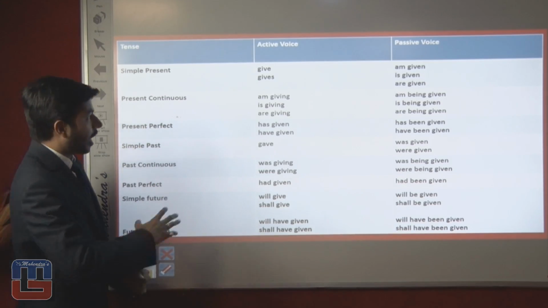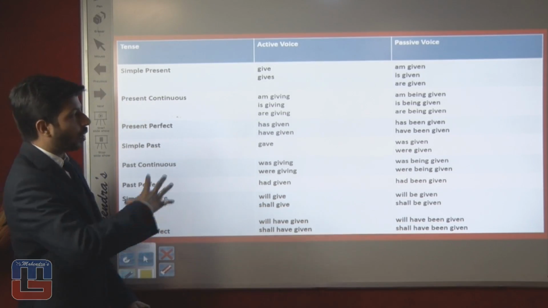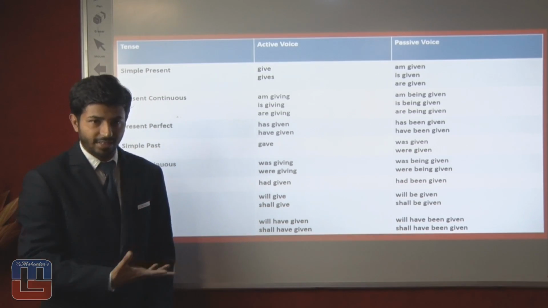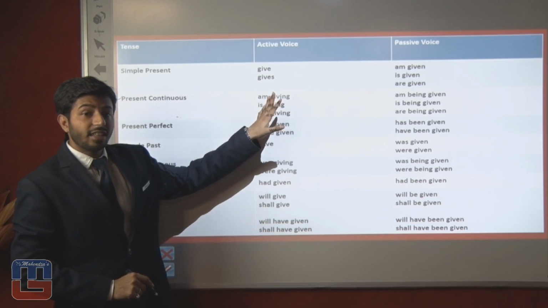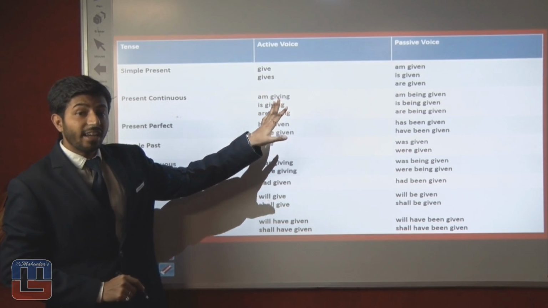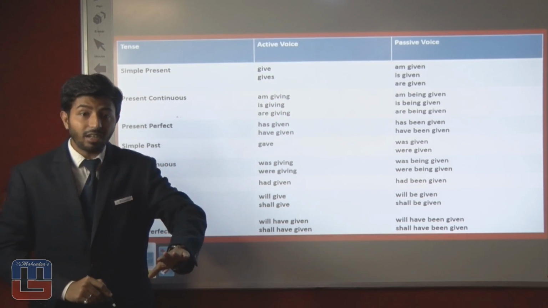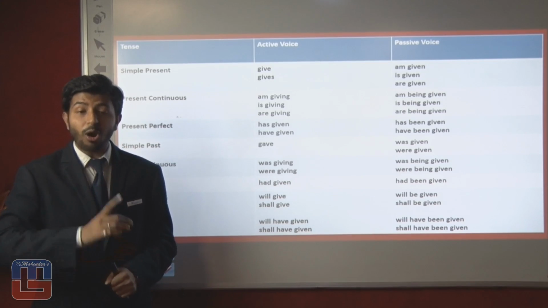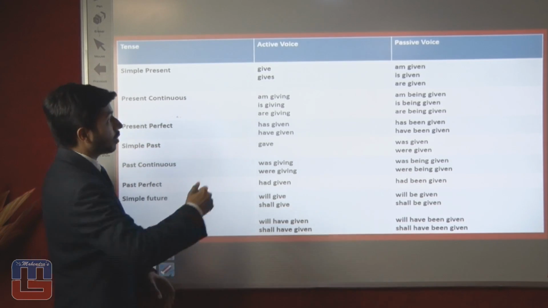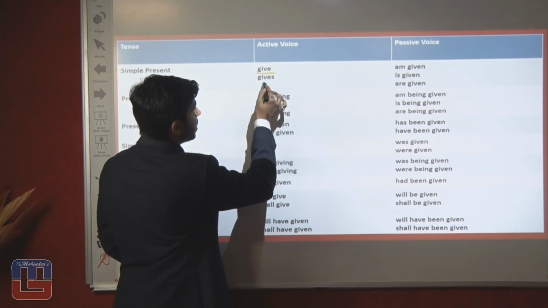Now, we are going to discuss tense-wise conversion of voice. The very first is simple present. Simple present active voice: the identification of the simple present is that we take the main verb, that is to say, the first form of the verb, or the fifth form of the verb. It depends on the subject. It is give, it is gives.